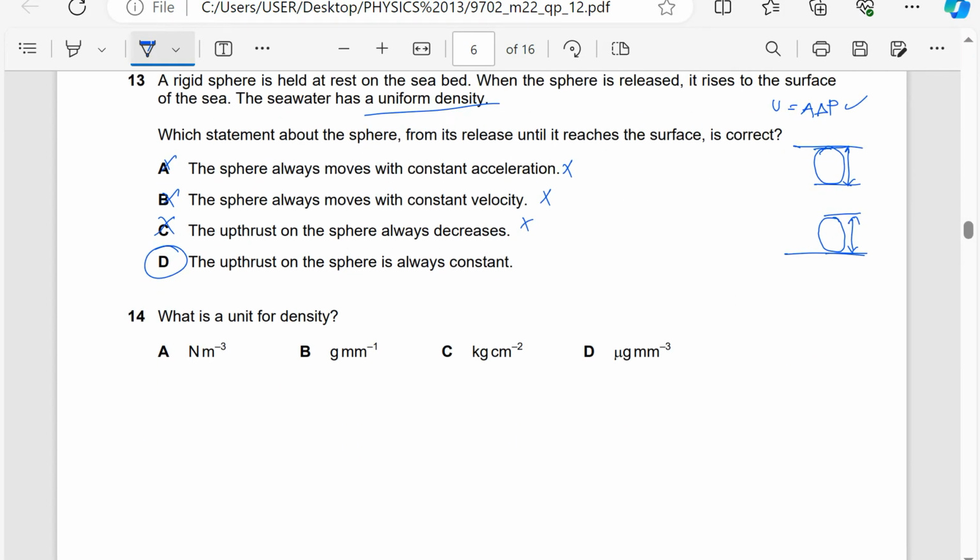What is the unit for density? So density is mass over volume. This is automatically wrong. The newton cannot be a unit for mass. Millimeter to the power minus 1 cannot be a unit for volume. Centimeters squared cannot be a unit for volume. So the answer is going to be D. Micrograms can be a unit for mass, and millimeter to the power minus 3 can be a unit for volume. So the answer is D.